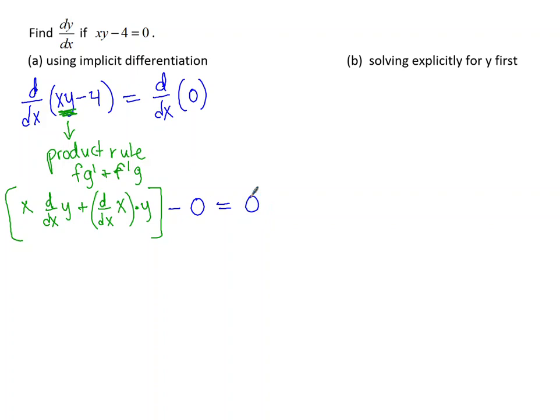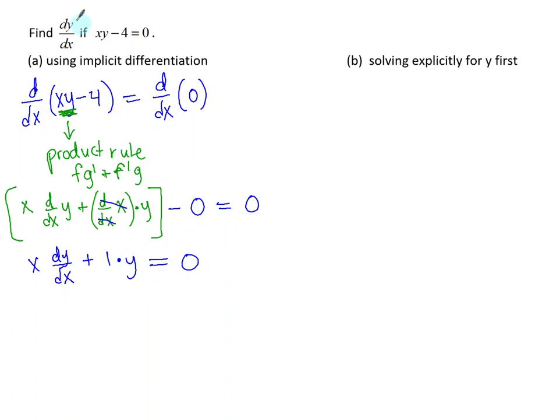Let's do some simplifying. The derivative with respect to x of y can be written simply as dy dx. X from here times dy dx plus the derivative with respect to x of x is just 1. We could think of it as dx dx, and that would be another helpful way to see that it's just 1. Times y minus 0 equals 0 simplifies to simply equal 0.